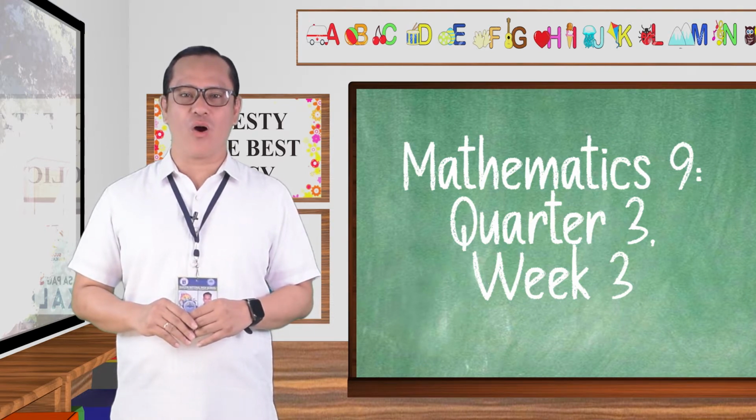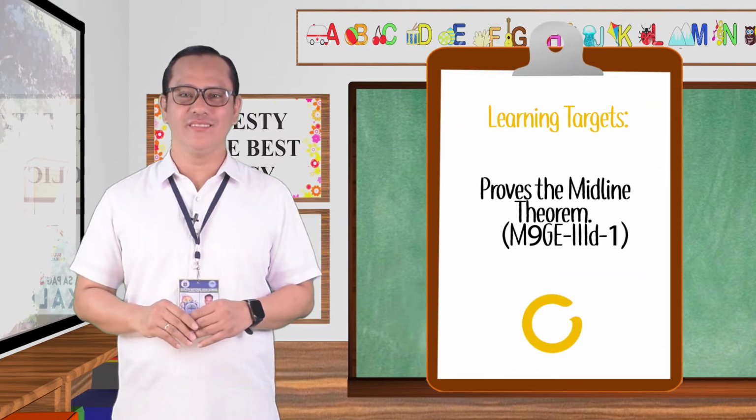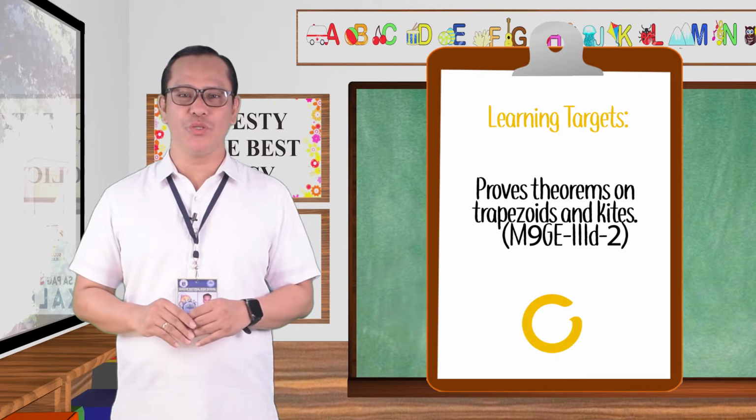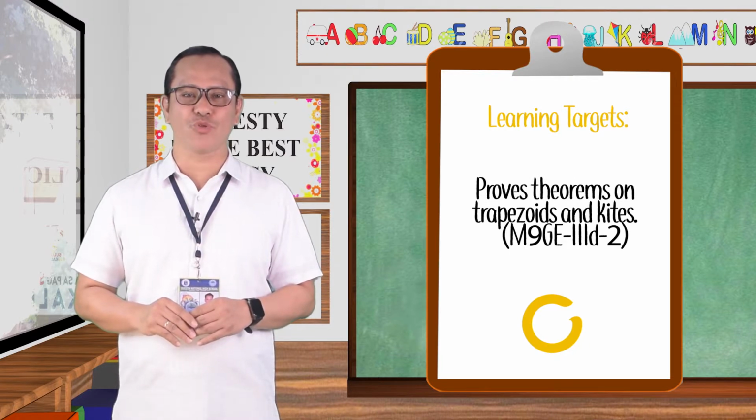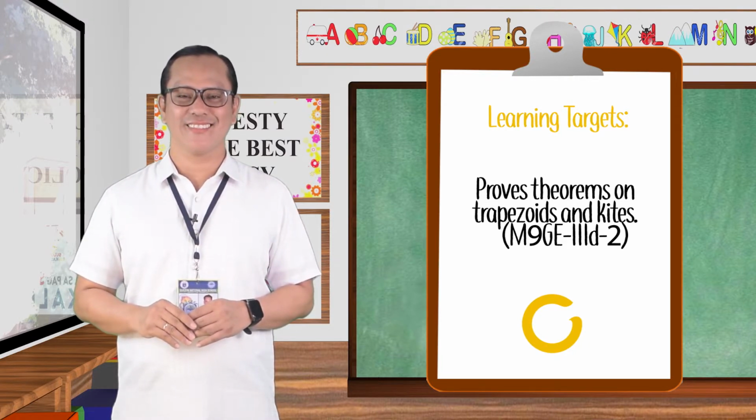Based on PIVOT BOW, our learning tasks are the following. Number 1, prove the midline theorem. And number 2, prove theorems on trapezoid and kites.